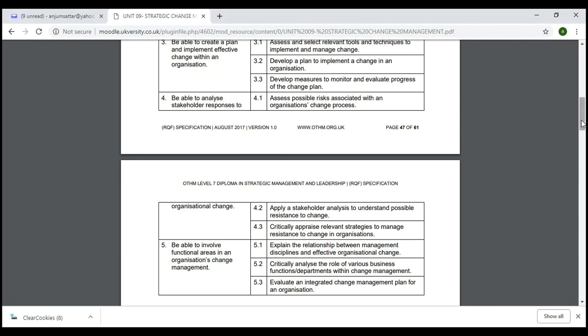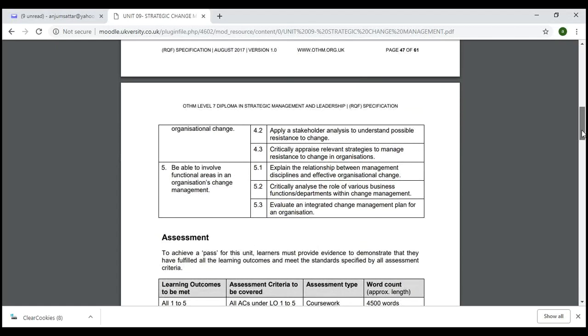Then we'll move to today's LO5, which is learning outcome 5: explain the relationship between management disciplines and effective organizational change. What is meant by management? Management is a process of designing an environment to achieve our organization's objectives. So relationship is very, very important in our organization.